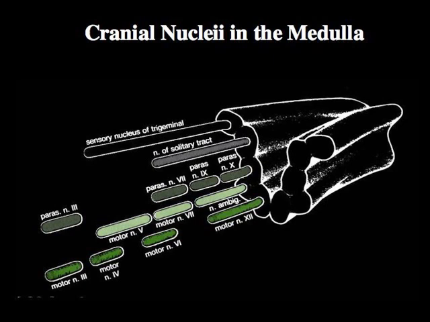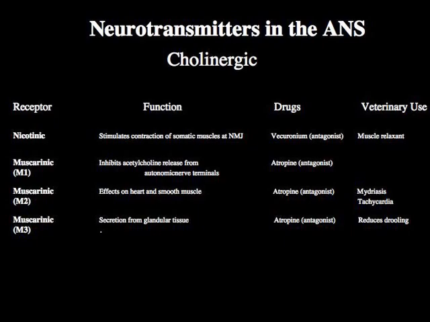The 3rd, 7th, 9th and 10th cranial nerves have parasympathetic outflow, and it comes from an intermediate part of the cranial nuclei. Here again are the neurotransmitters in the autonomic nervous system. For example, if I asked you a really dull and boring question like, describe the alpha-2 receptor, you could tell me where it was, what it did, and give me an example of a veterinary drug that was an agonist or an antagonist at that receptor and what it was used for.